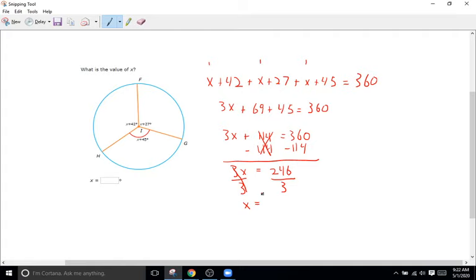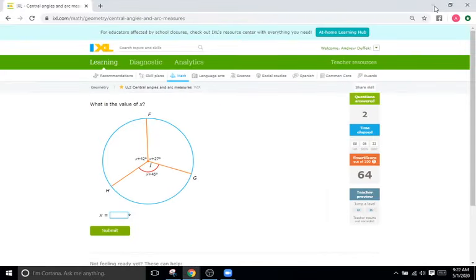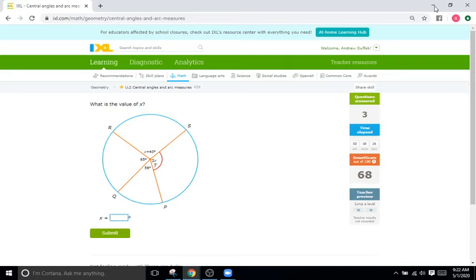It's 82. Yep. Not 8, yeah, 82. So when we plug 82 into these values right here, we actually come up with the real central angle measurements, but it's just asking for x. So we're not going to actually do that. So we're going to go back, type in 82, and that is correct.